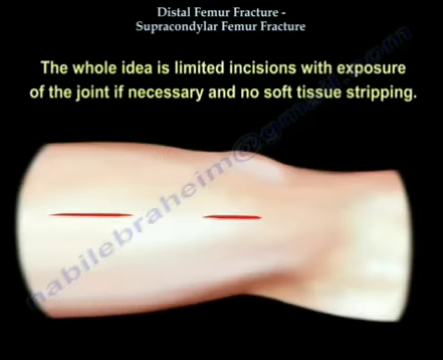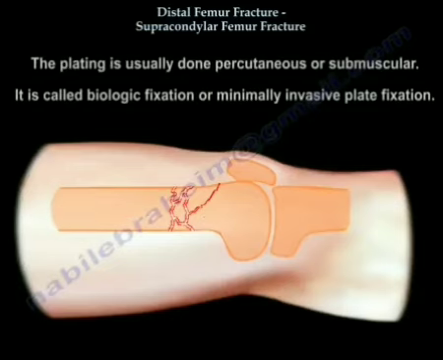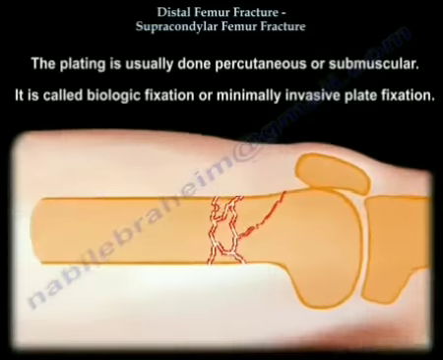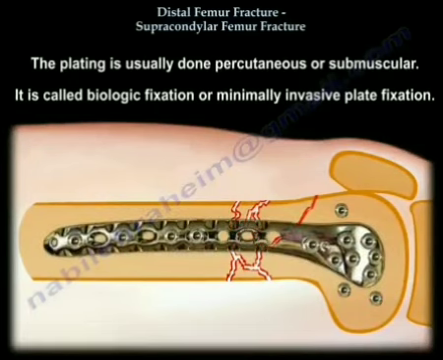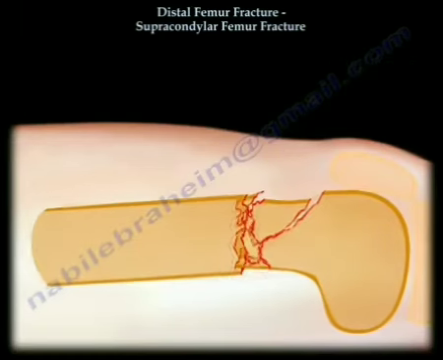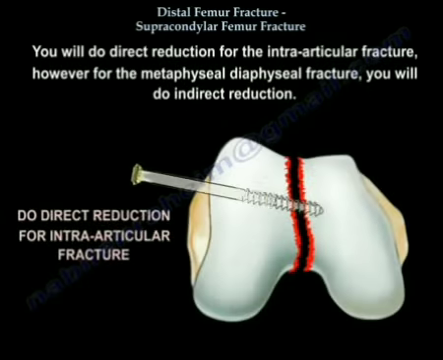The whole idea is limited incisions with exposure of the joint if necessary and no soft tissue stripping. The plating is usually done percutaneous or submuscular. It is called biologic fixation or minimally invasive plate fixation. You will do direct reduction for the intra-articular fracture.